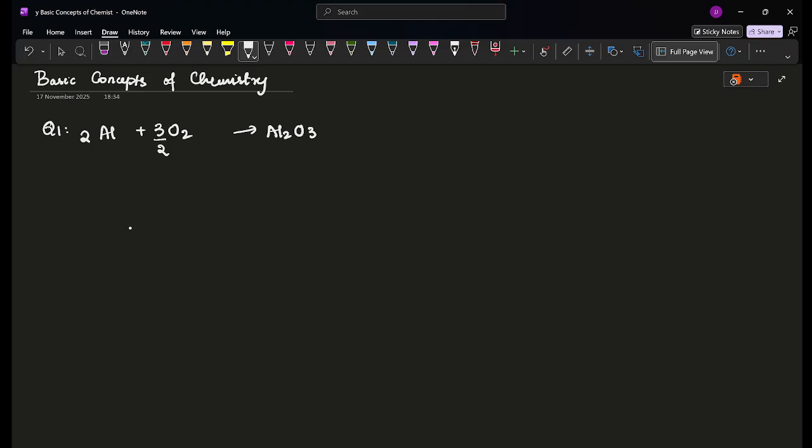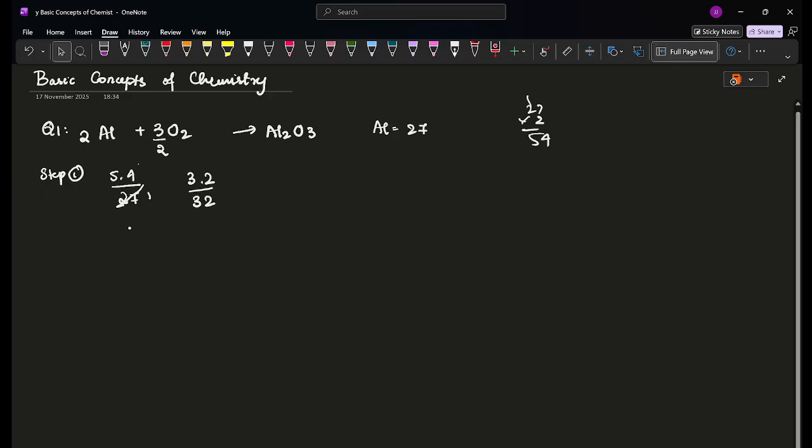Now the first thing when you see these kind of questions is to find the limiting reagent. To find that, the first step would be to find the number of moles. So this is what they've given. Aluminium is 27, and for oxygen, they've given 3.2 and the bottom is 32. 27 twos are 54, so it'll be 0.2. And here it's going to be 0.1.